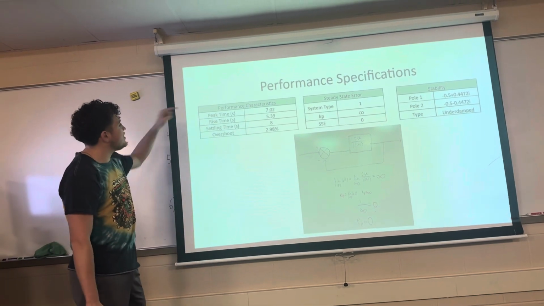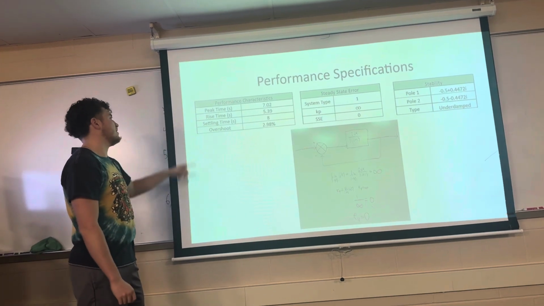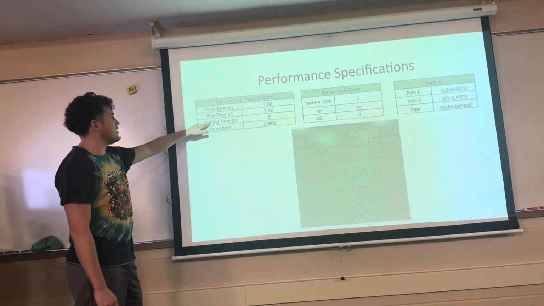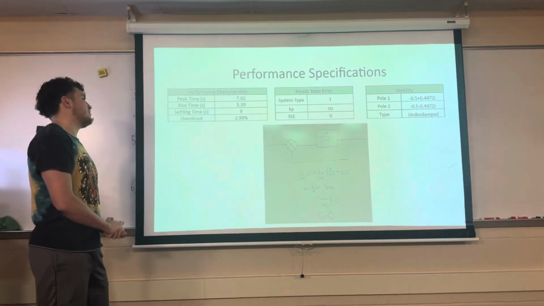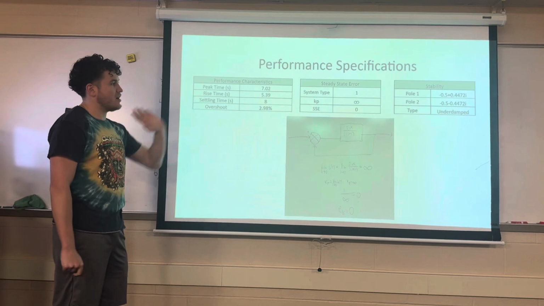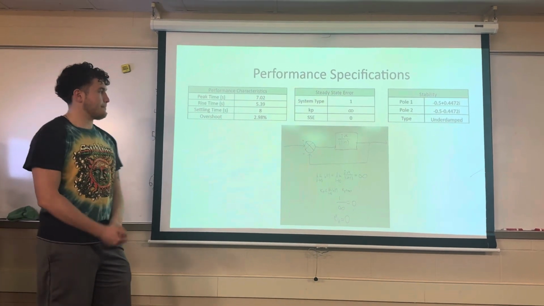We end up with a peak time of 7 seconds, rise time of 5.3 seconds, or 5.4 seconds, settling time of 8 seconds, and overshoot of roughly 3%. Also, we have a stable system because our poles are on the negative side, and we have an underdamped system as well.